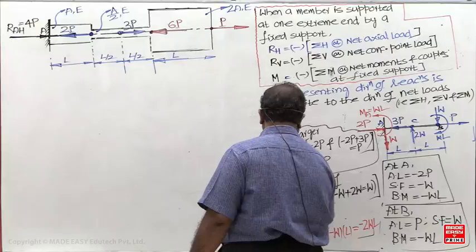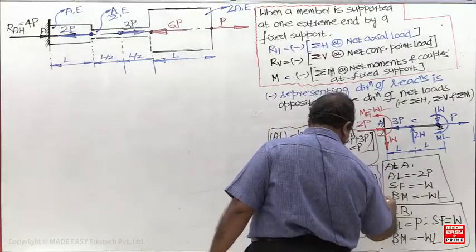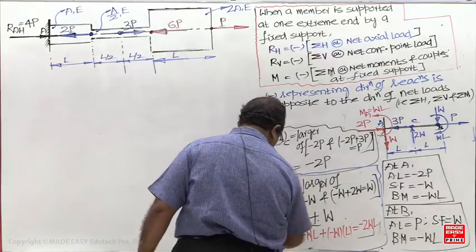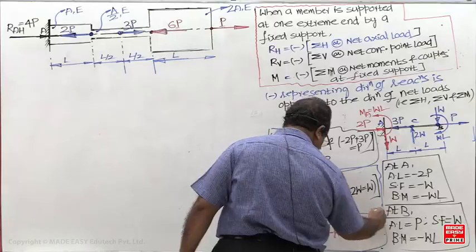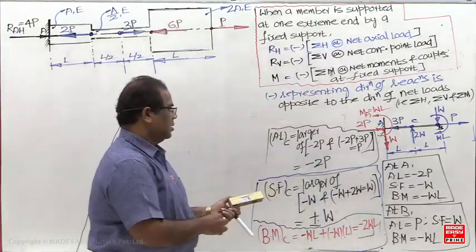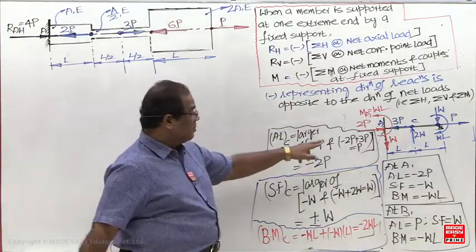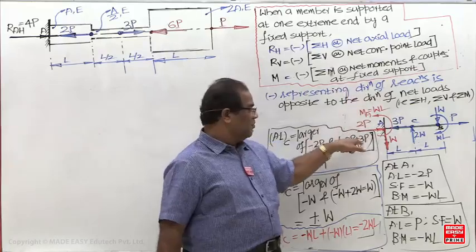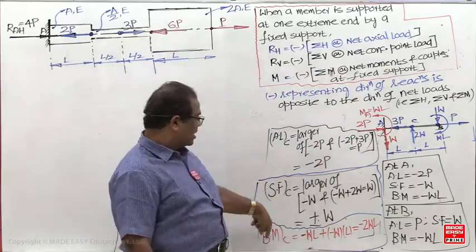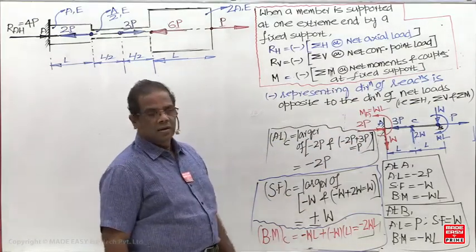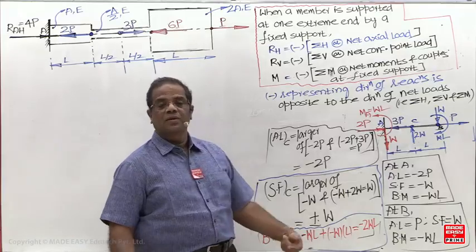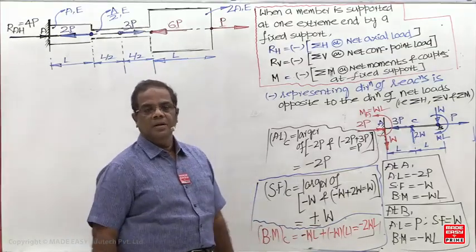If anybody has a doubt, I will not spend time explaining, as I have already explained all this. By chance, if we made a mistake in the reactions, then all of these are incorrect. If the reactions are incorrect, the whole problem is incorrect.